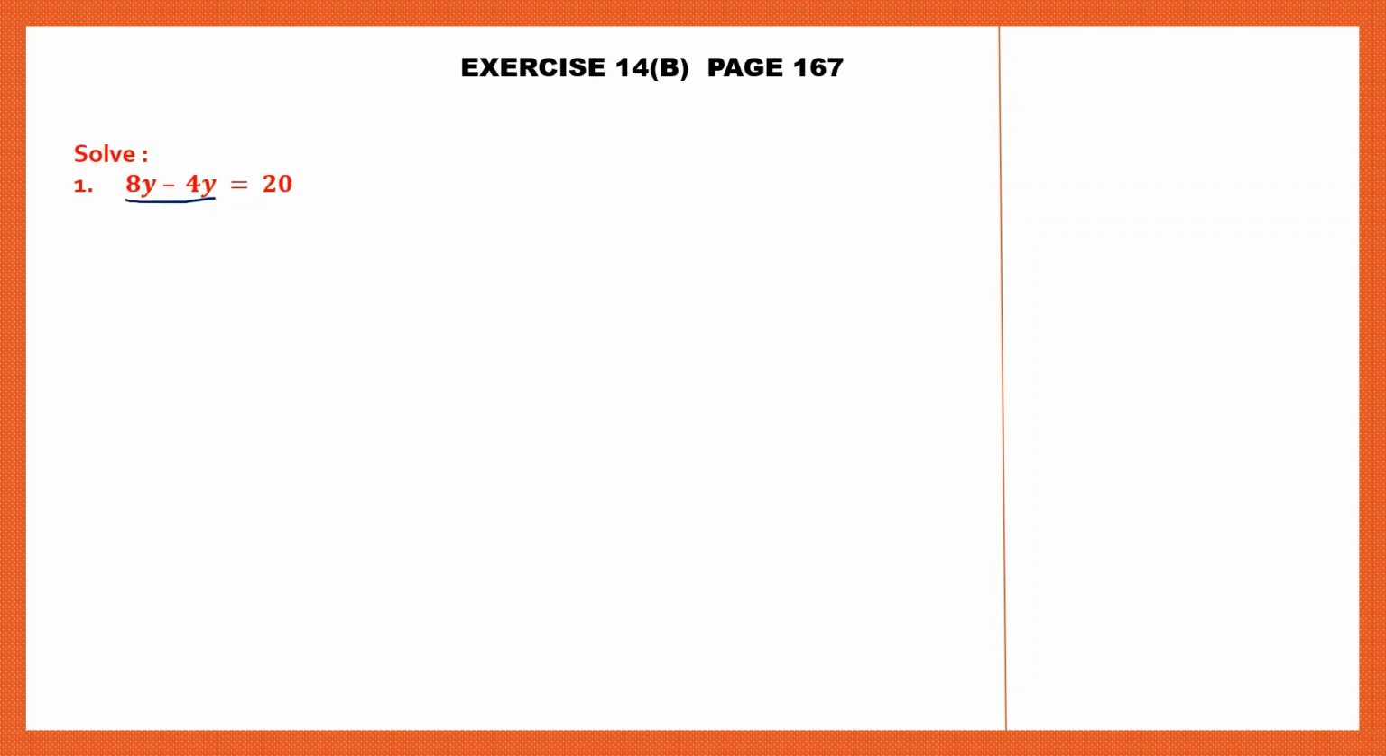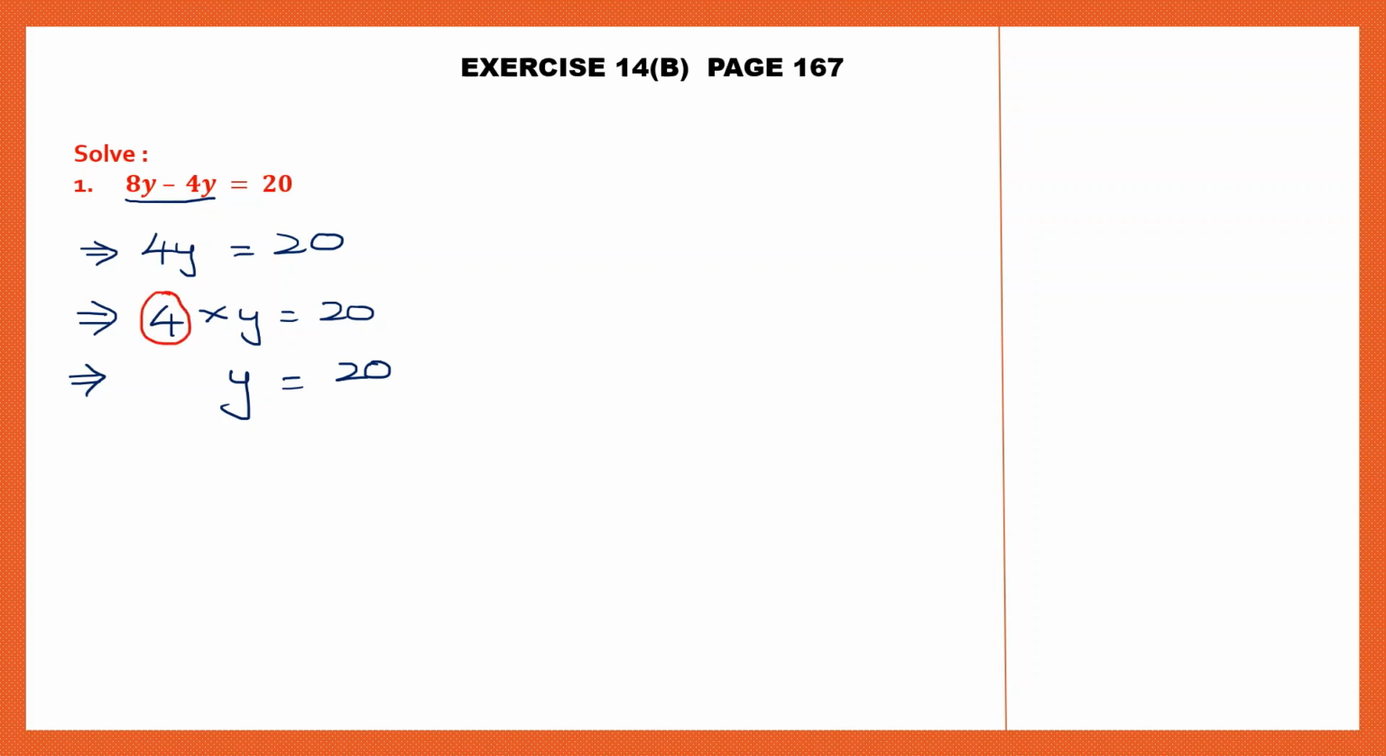So 8y minus 4y. 8 minus 4 is 4, and y, 4y. So this is 4y, which is equal to 20. Now 4y means 4 into y. That is equal to 20. So let's solve for y and find the value of y. 4y is equal to 20 and now we're going to transpose 4 to the right hand side.